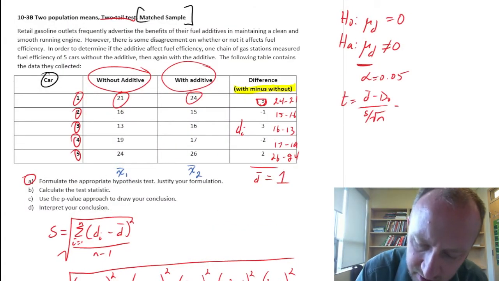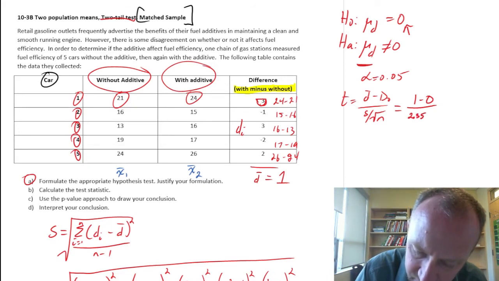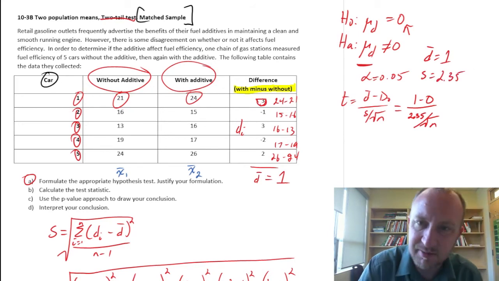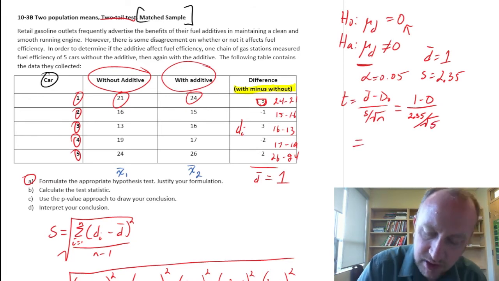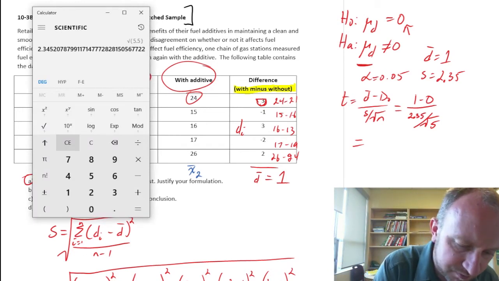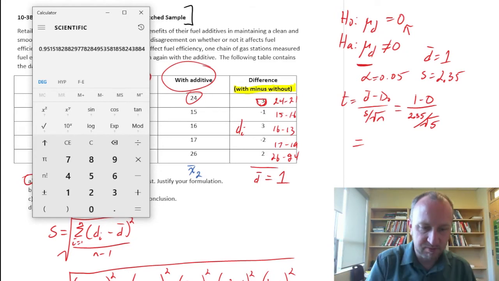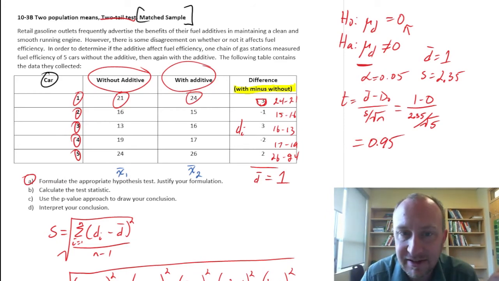If I come back up here, so this is 1 minus 0, our hypothesized value there is 0, divided by 2.35 over square root of n. I'm just going to write down up here, d bar was 1 and s was 2.35 because I just might need those again. And n, we know what n is, this was 5. Okay, so let's get that. 1 divided by 2.35 over root 5. So 0.95 is our t statistic. In this case, that's our test statistic.